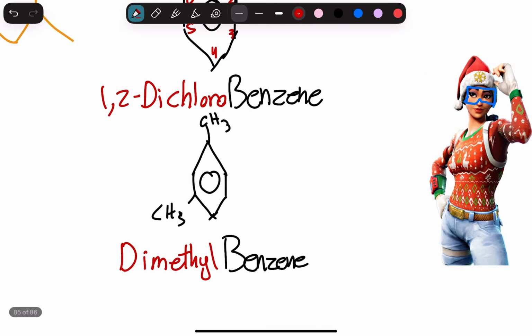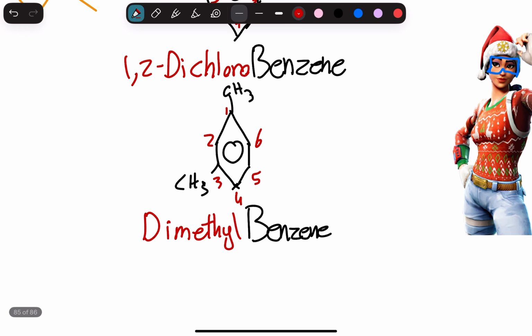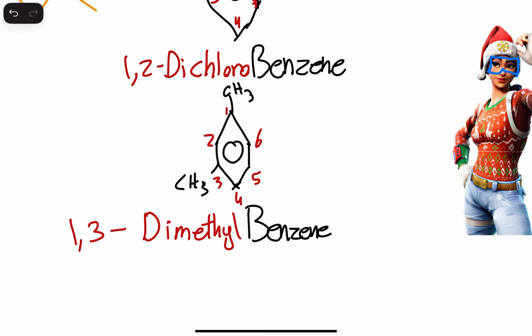And then we just have to say their position. So instead of going 1, 2, 3, 4, 5, 6, which will give us 1 and 5, that's not the lowest possible substituent. We'll go the other way, so that our numbers are 1 and 3 and not 1 and 5. So we're just going to say that, and then our molecule will be called 1,3-dimethylbenzene. So that is benzenes.